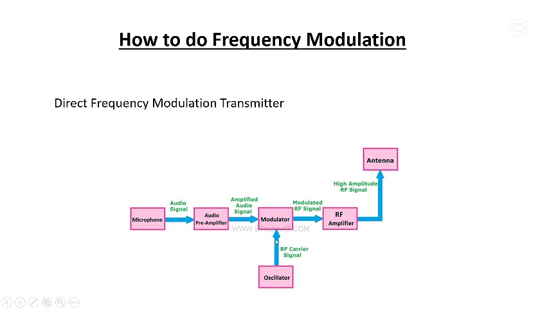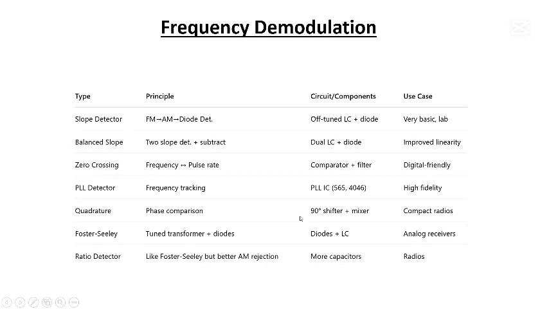In this modulator, we will have two inputs. First of all, the amplified audio signal, and then the radio frequency carrier signal. This is the carrier signal, and after modulation we will have a modulated RF signal. What actually happens here?